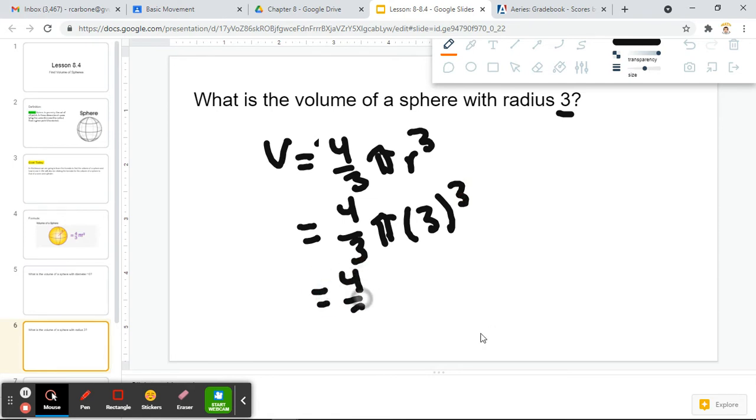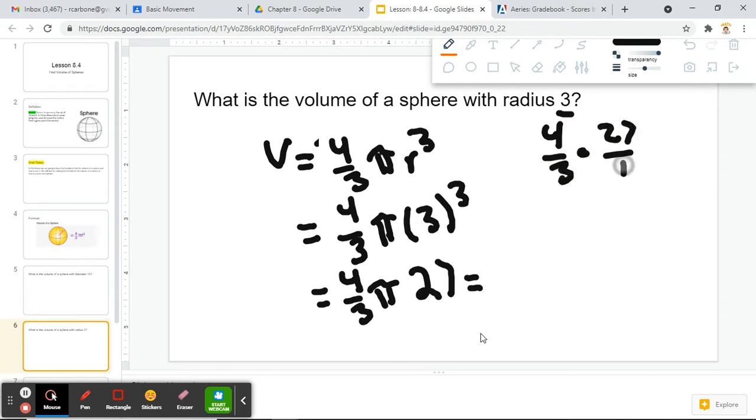So 3 cubed, or 3 times 3 times 3, would be 3 times 3 is 9, 9 times 3 is 27. So I get 27 here. All right, I'm going to do first 27 divided by 3, because remember, when we multiply our fractions here, this is the same as 4/3 times 27 over 1.